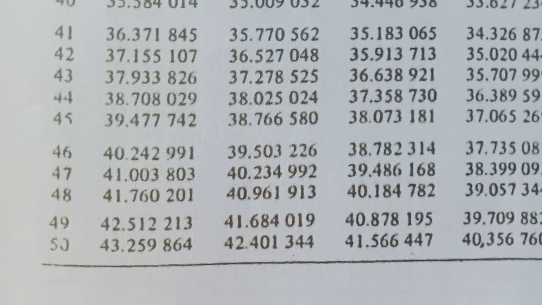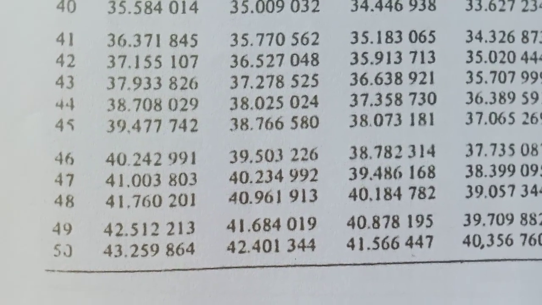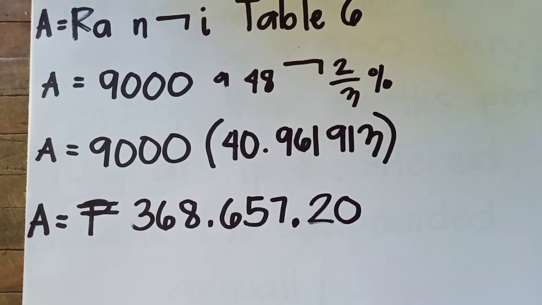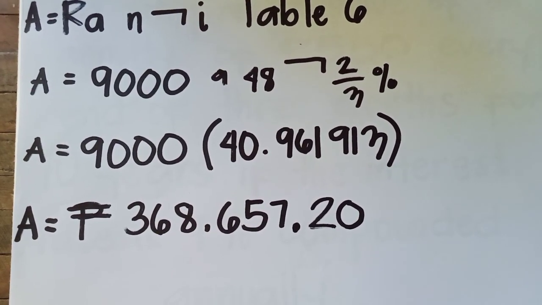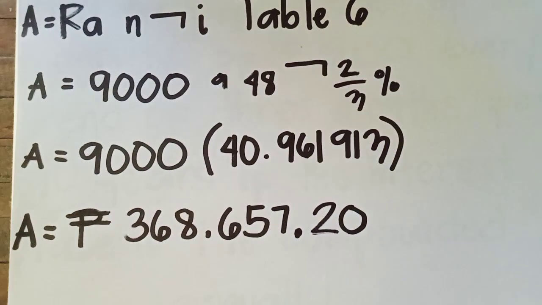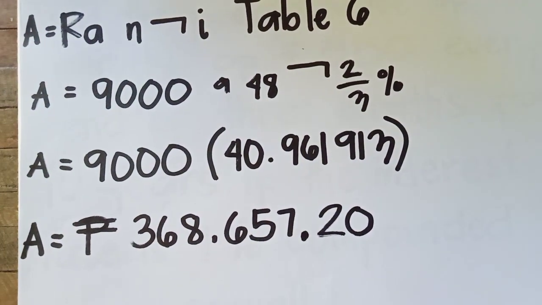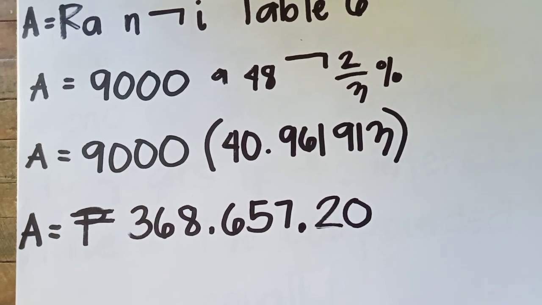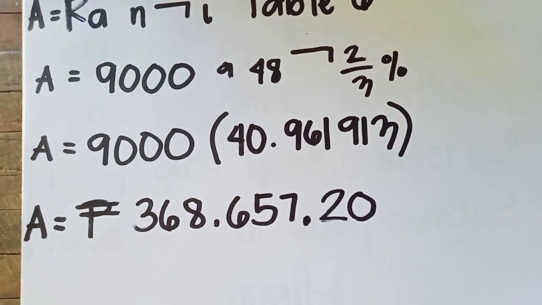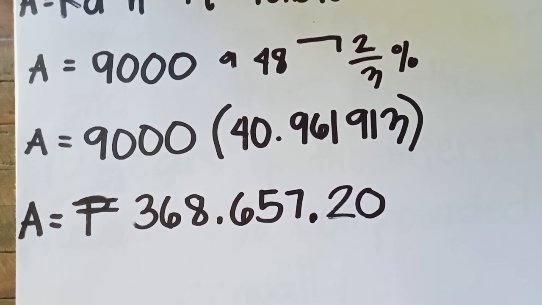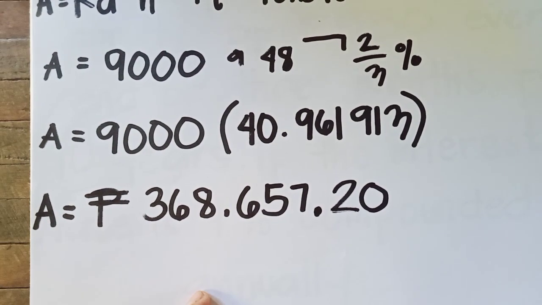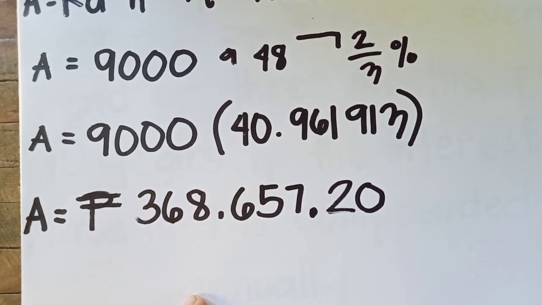So 40.961913. After finding, you will copy the 40.961913. So the 9,000 and the 40.961913, you will multiply it, and the answer is 368,657.20.